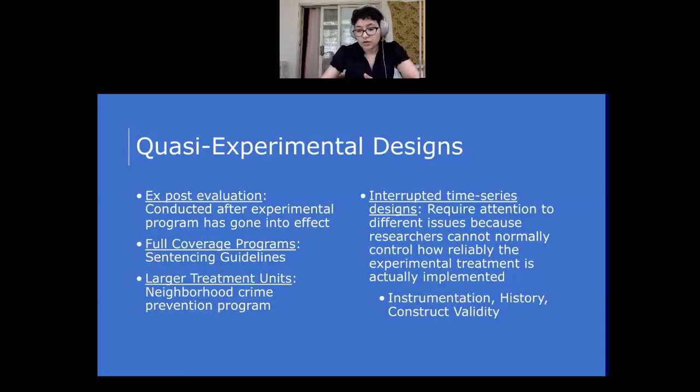Another form of quasi-experimental design is the interrupted time series, which is when we have time as a part of our analysis. So we have a timeline of a trend, and then a policy intervention occurs, and then we see the change in the trend afterwards. But the issue with that is that it definitely has issues with reliability and instrumentation, history, and construct validity. And you can look into the quasi-experimental lecture for more on that.